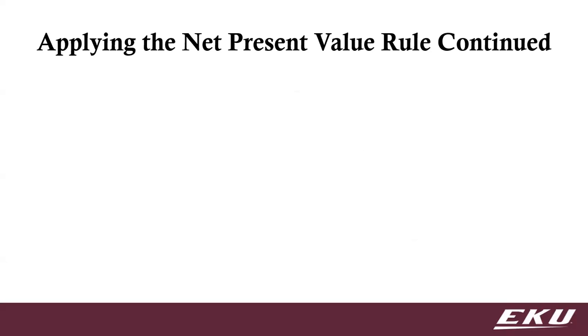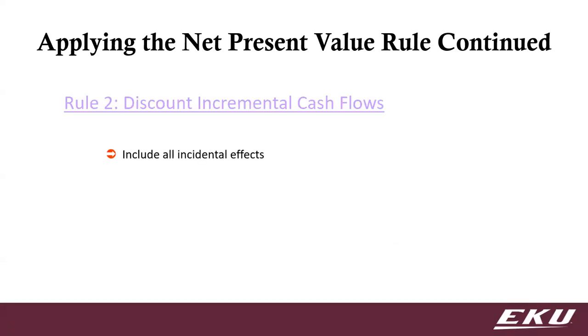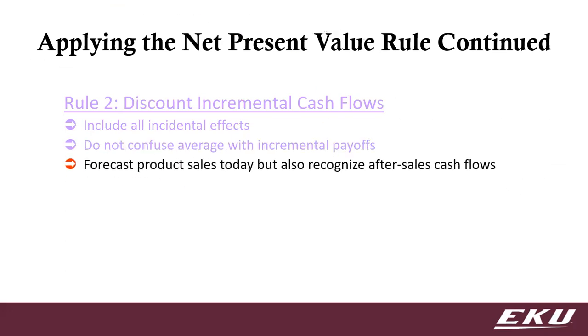So first we wanted to discount the cash flows. Now we're going to talk about discounting incremental cash flows, so all incidental effects. Don't confuse the average with the incremental payoff, right? The average payoff versus the small change due to making this other change. That's what we mean by the incremental. We forecast the product sales today, but we also have to understand after-sales cash flows, because those cash flows are what we're really worried about in making this decision.